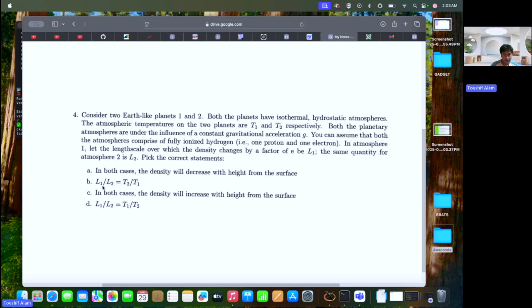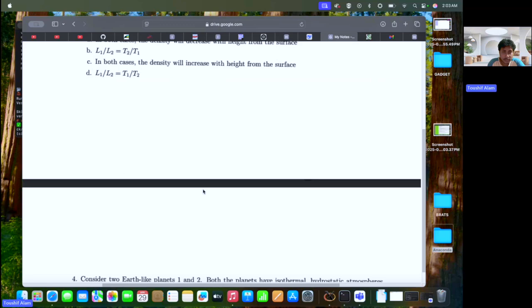Options B and D: you can think of L1 by L2. Simply L1 T1 is equal to L2 T2. So LT is constant, so L is proportional to 1 by T. That means option B says length is inversely proportional to the temperature, and option D says length is directly proportional to the temperature. So which one should it be? The more the temperature, the more the scale height, right? So let's derive the answer.